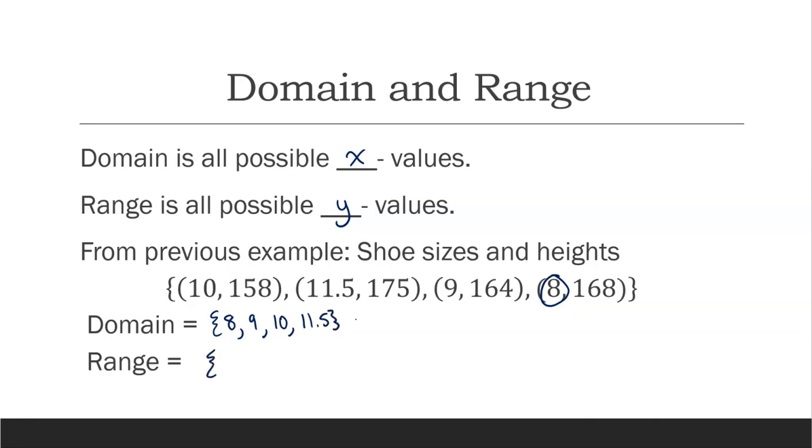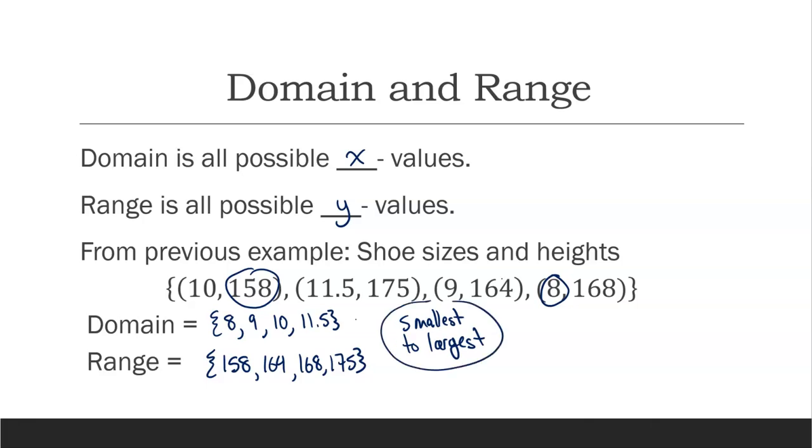The range is also going to be in order, but it's not the same order. It's starting at 158 because that's the lowest end, and we go all the way up to 175 because that's the highest value. So the order of the domain and range does not correspond with the data that we got. It's not in the same order. That's important to keep in mind. We always write them smallest to largest in the domain and range.